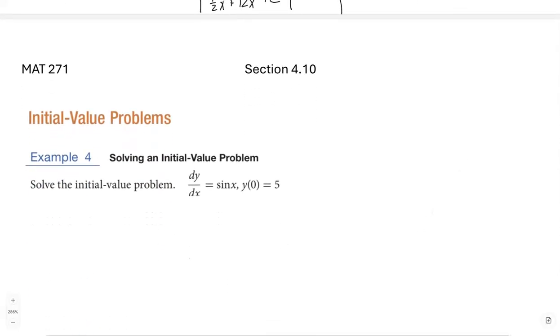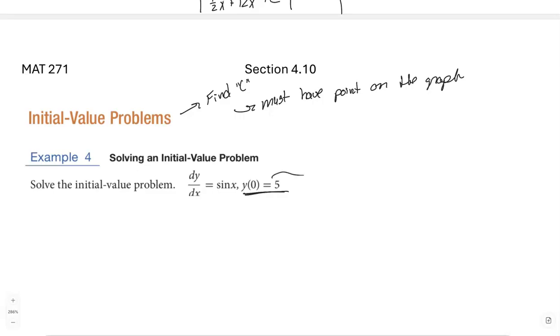Now, if we have enough information, then we can solve what's called an initial value problem. And all that means is that you have enough information to be able to find c. To find c, you have to have a point on the graph. So let's look at an example. We want to solve the initial value problem, dy over dx equals sine of x, and they're telling us that y of 0 is equal to 5. So this is a point that's on the graph. This is saying when x equals 0, y is equal to 5, or we're looking at the point 0, 5.